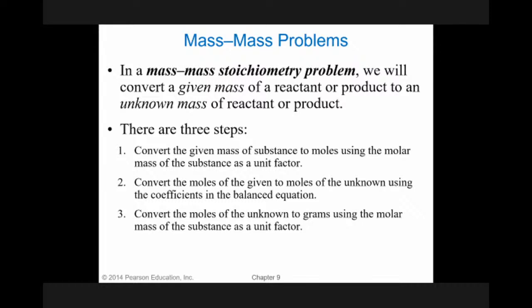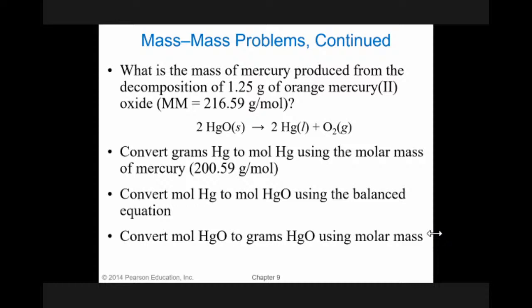All right. So converting moles of an unknown to grams using the molar mass of a substance as a unit factor. So these three steps are very important. All right. So this is a mass to mass stoichiometry problem. All right. So here's a problem right here. Now let's watch this problem. I'm going to be asking some questions here.